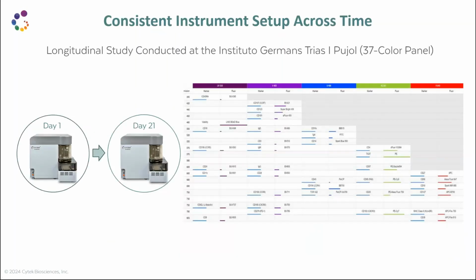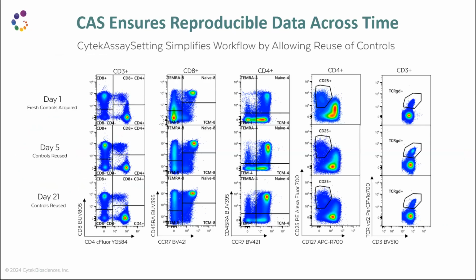This is a study, a COVID study by one of our collaborators at the German Institute in Barcelona. They use a 37 color panel that was run on different days, reusing controls. But key message is that 1, you can reuse controls, and 2, for the same sample across days, you get similar results, and important that that can be done.